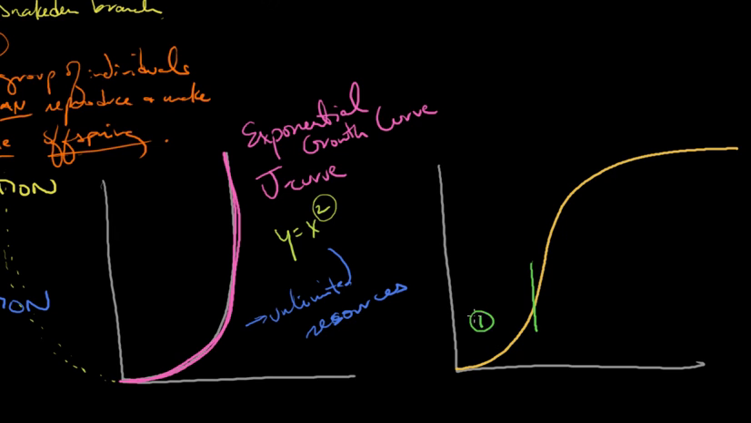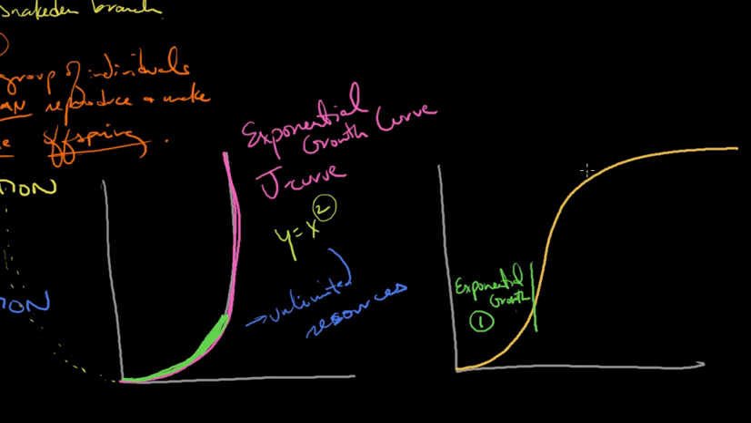So this is the exponential growth phase. Oops, I can spell growth. There's no P in there. The exponential growth phase, which actually looks very similar to this part right here, right? So it exponentially grows. Okay?